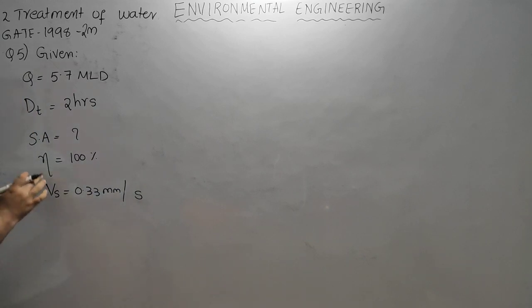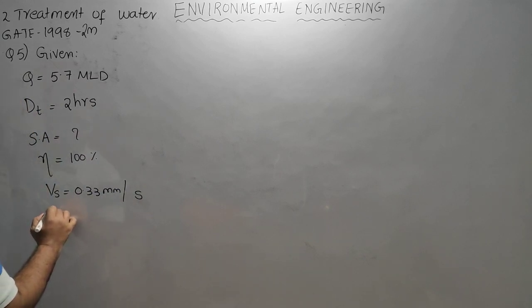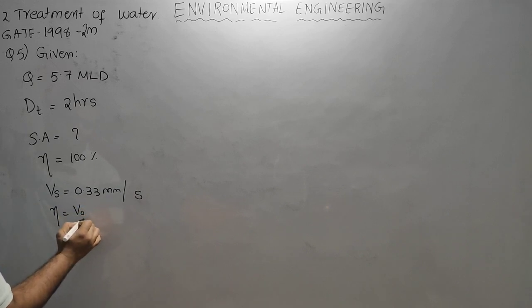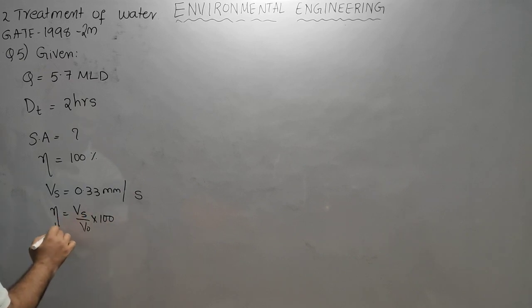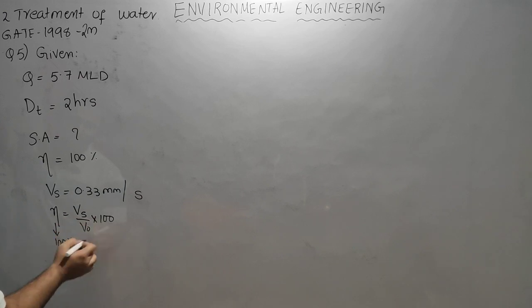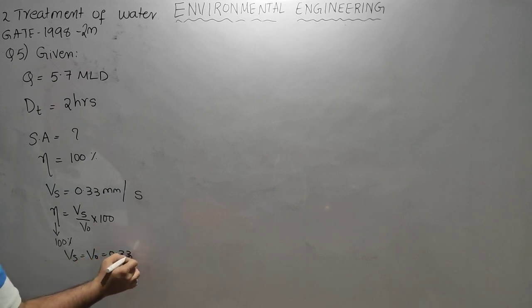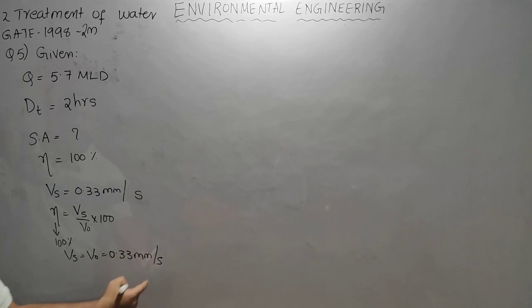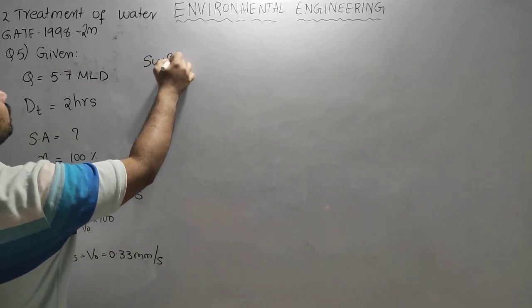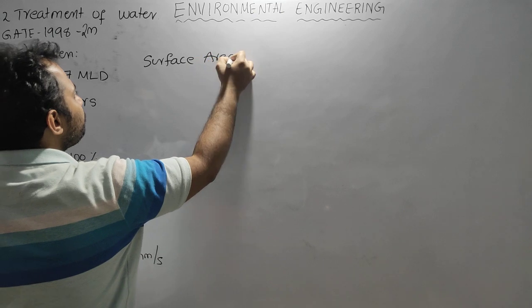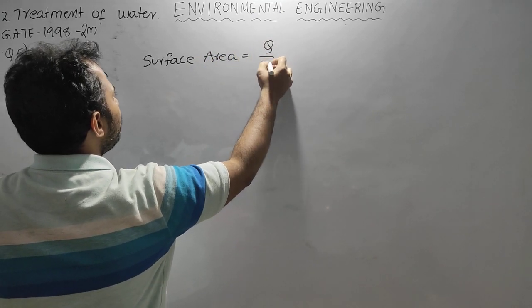Now, when the efficiency is 100%, we know that efficiency is Vs by V0 into 100. So this efficiency is how much? It is 100%. So that means Vs is equal to V naught. So V naught is also equal to 0.33 mm per second. Now, if you know V naught, the surface area is equal to Q by V naught.